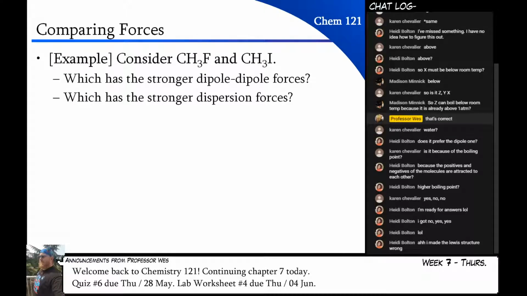All right. For these two molecules, let's just draw them out really quickly, because I'm going to run out of time here. One of them is more polar than the other one, and one of them has stronger dispersion than the other. Which is which? Which one has the strongest dispersion? Type it in the chat. Which of these molecules has the stronger dispersion forces?